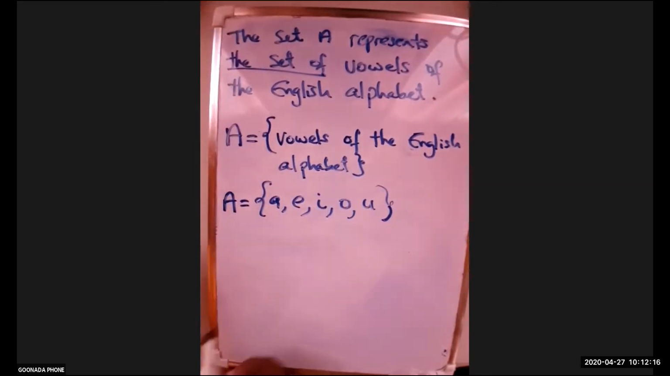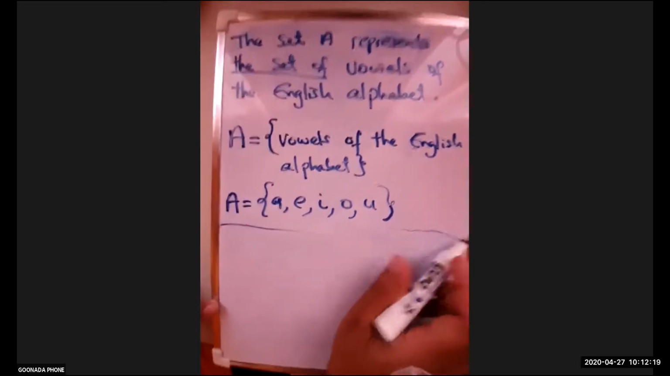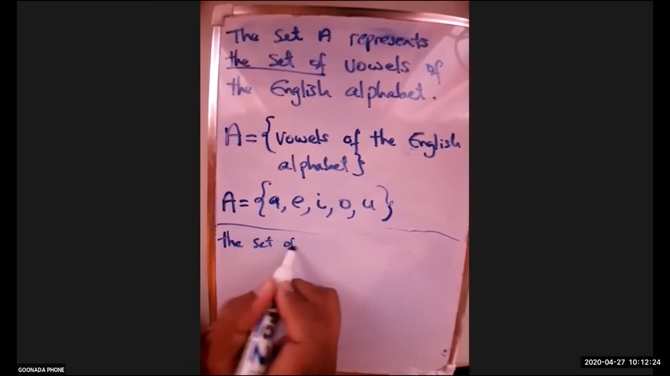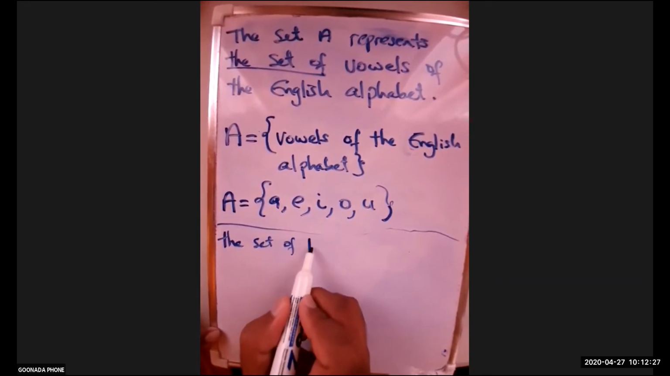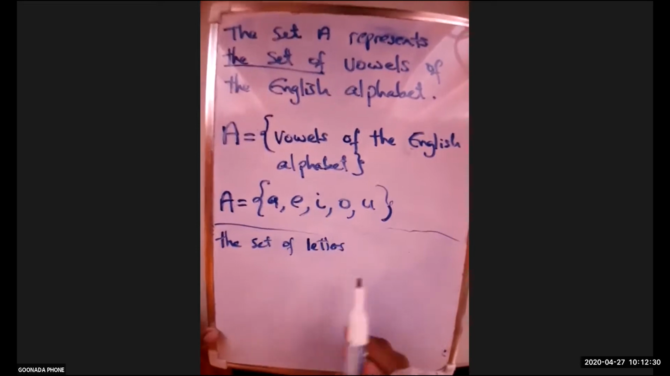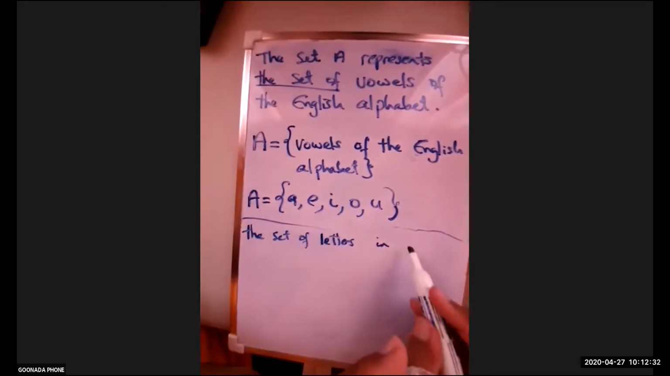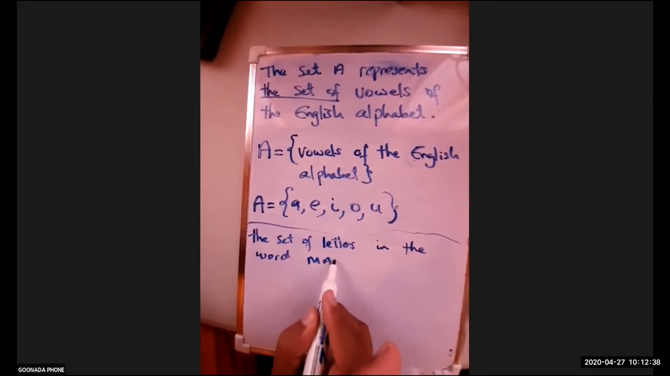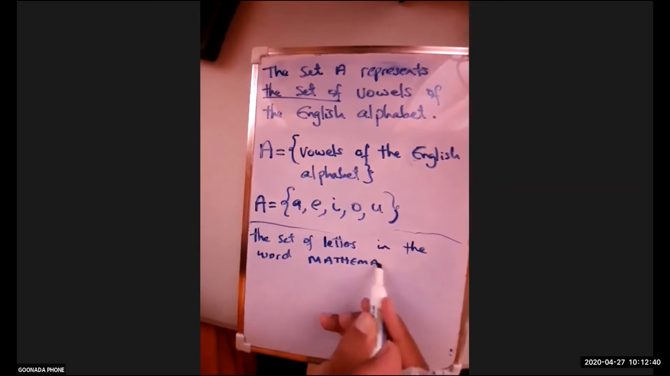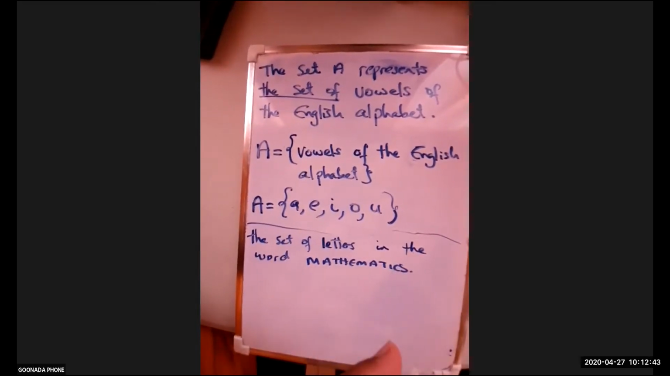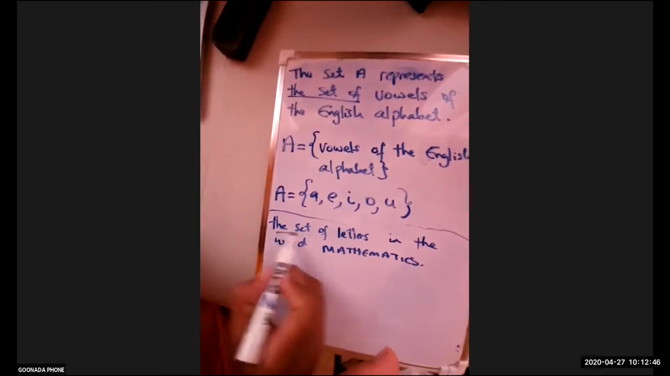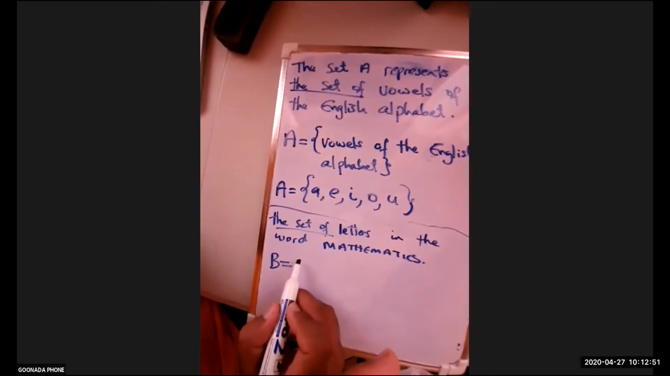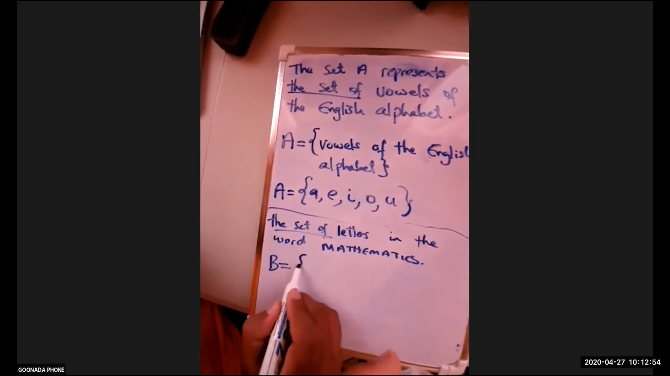Now, suppose I tell you all the set of letters in the word mathematics. Now, I want you to pay attention to this, right? So the set of, let's just call it B, for example, right? So the set of is replaced by a pair of curly brackets. So we open the pair of curly brackets.